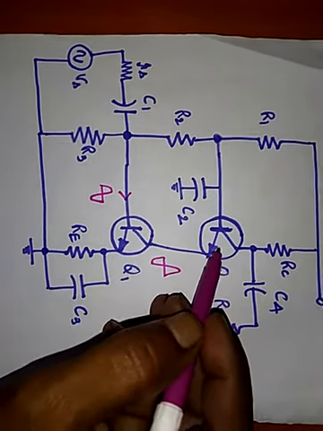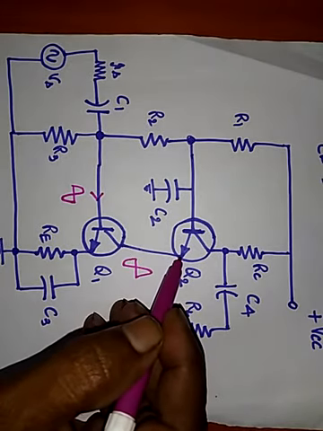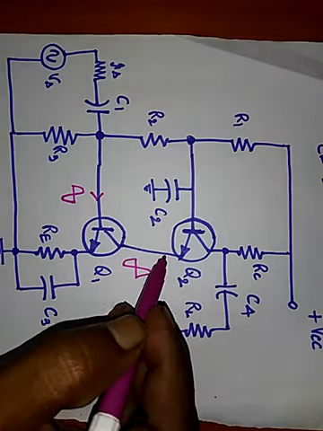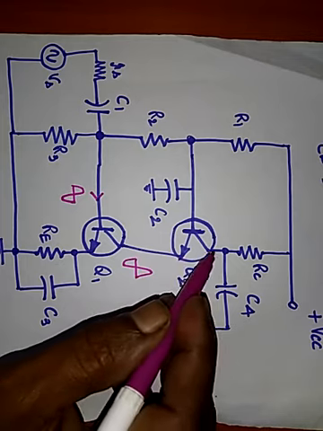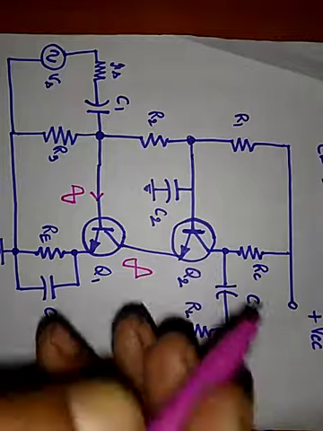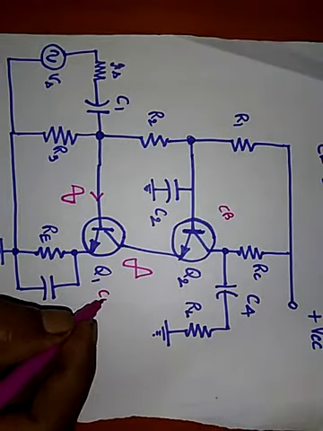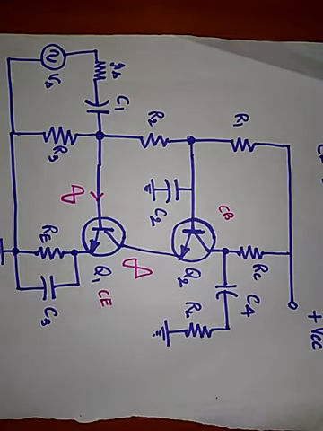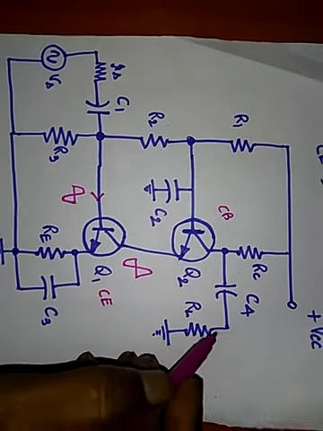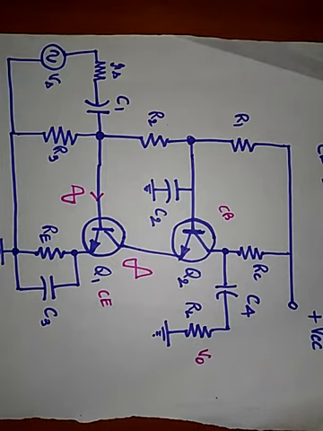Now if you carefully look at the second stage, the input is given to the emitter and the output is taken from the collector. If that is the case, then this is a common base. So this stage is common base and this stage is common emitter. Finally the signal goes through the coupling capacitor C4 and goes to the load. Here we see the output, across RL.